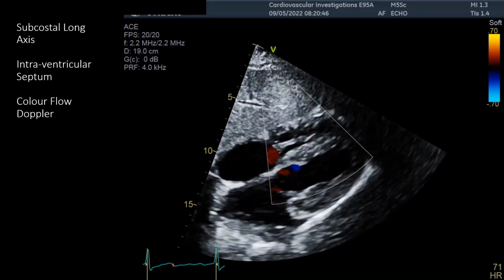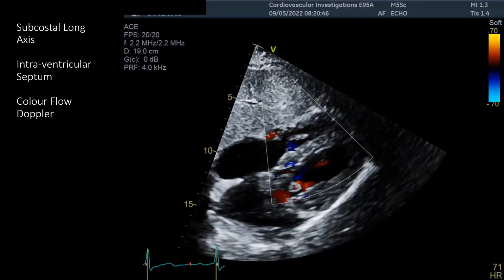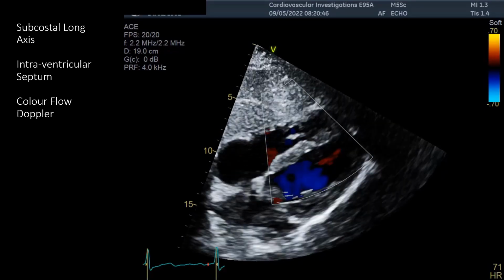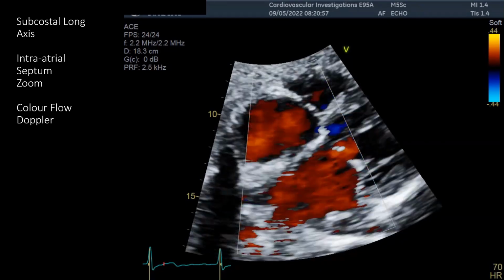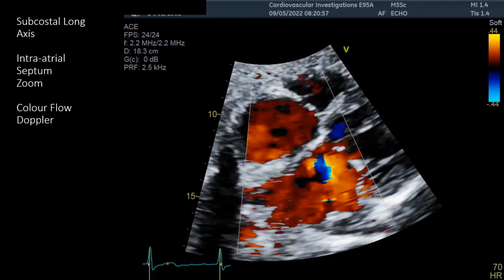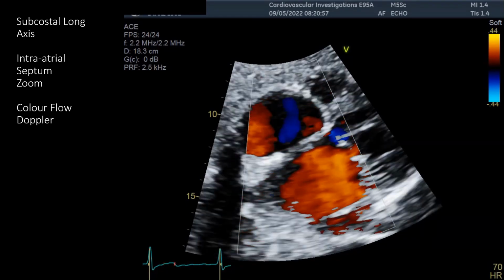Color flow Doppler has been applied across the intraventricular septum here, looking for any intraventricular septal defect. And now a zoomed color view across the intraatrial septum, looking for any intraatrial septal defects.